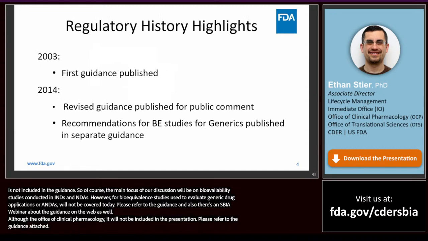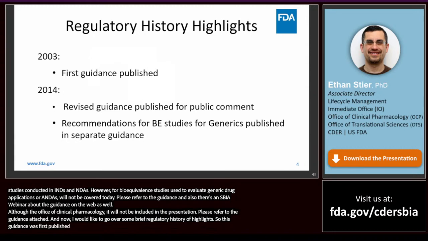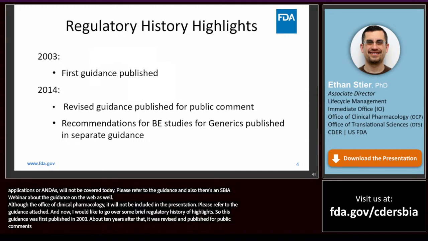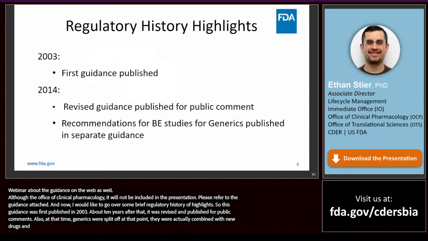And now I'd like to go over some brief regulatory history highlights. This guidance was first published in 2003. About 10 years after that, it was revised and published for public comment. Also at that time, generics were split off. At that point, they were actually combined with new drugs, so they were split off into their own separate guidance, which I mentioned a slide prior.